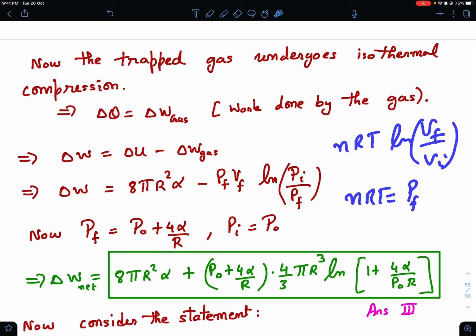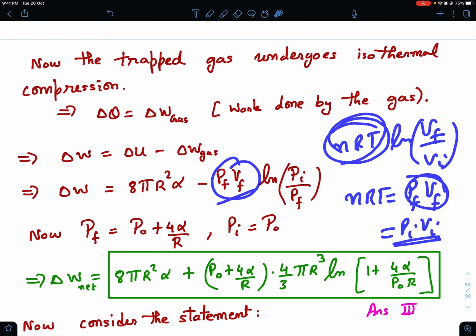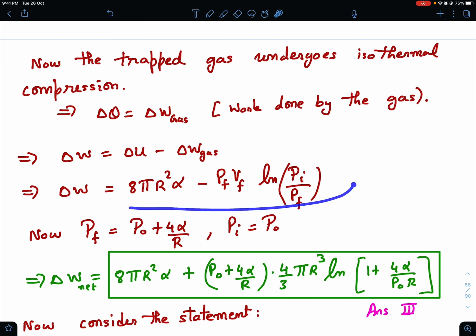But then we also know that nRT is equal to P final V final, which is also equal to P initial V initial. Using this, instead of nRT, I can write P final V final. That's what I have done. And V final upon V initial can be written as P initial upon P final. So I hope this is clear. So this is the work done.